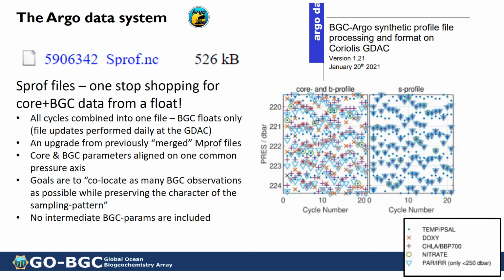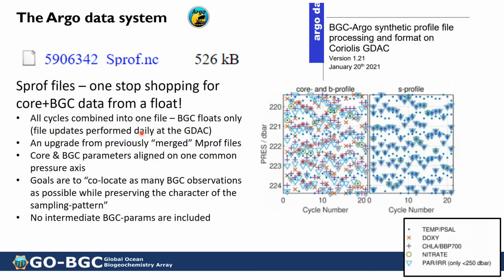So I've mentioned the SProf many times now, and you're probably a little bit curious to hear more about the details and why they're so exciting. Essentially, the SProfile files are your one-stop shop for core plus BGC data from a float. All cycles are combined into one file, and this only occurs for the BGC floats, the SProfile files, that is. The file updates are performed daily at the GDAC. So any new cycle coming in will then be appended essentially to the single SProfile file.